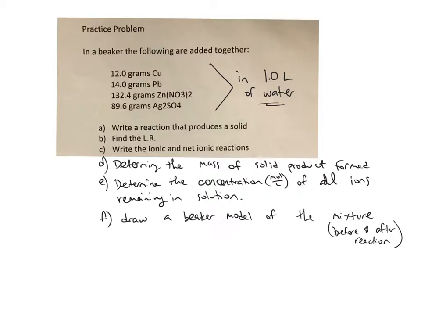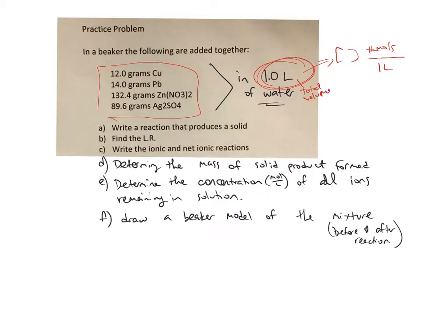So here we see we've got all this stuff. All of this gets dumped in a total volume of 1 liter of water. So from this 1 liter of water, we know that anytime we're looking for a concentration of anything, it's going to be the number of moles of that thing divided by 1 liter, because our total volume is 1 liter. That's the volume we will use every time in this example.